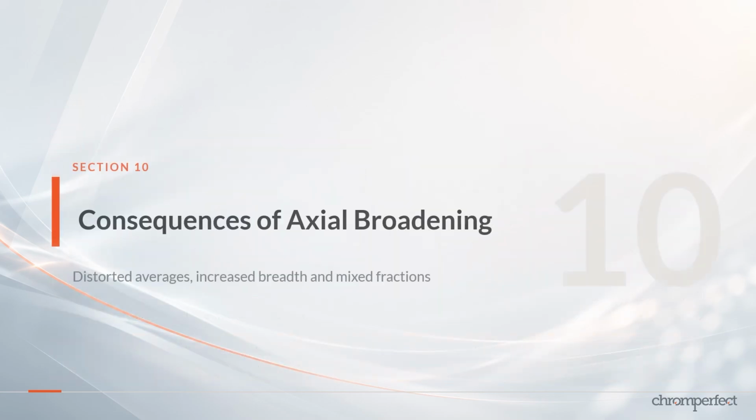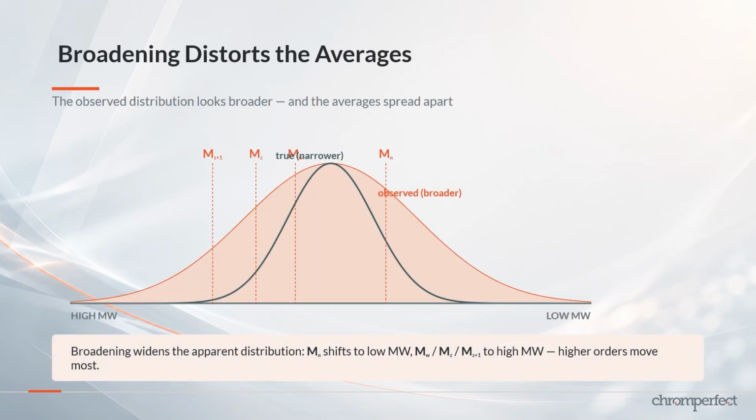Consequences of axial broadening. Axial broadening affects several calculated quantities. It increases the apparent polydispersity. It moves Mn toward the low molecular weight side and Mw toward the high molecular weight side. Higher order averages can be affected even more strongly because they emphasize the extreme high molecular weight region.